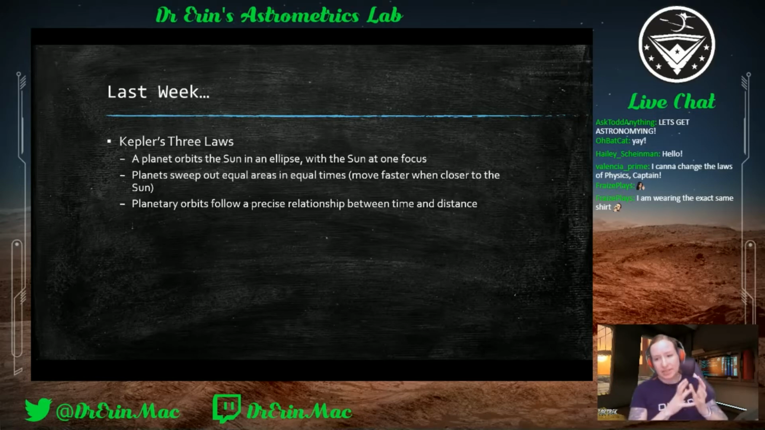3, the planetary orbits follow a precise relationship between time and distance, such that the planets closer to the sun orbit much faster. Their years are shorter than the ones further away. Again, no physics explanation for this, just that's what we see. That's how we're able to predict things.